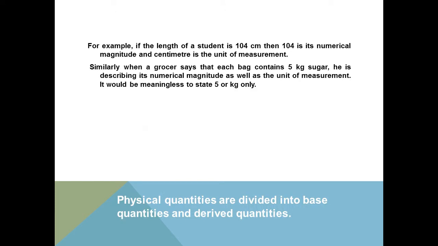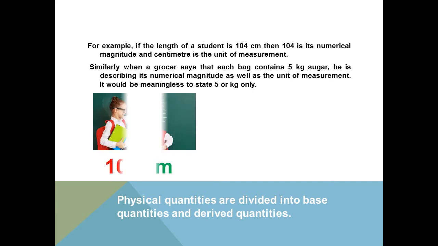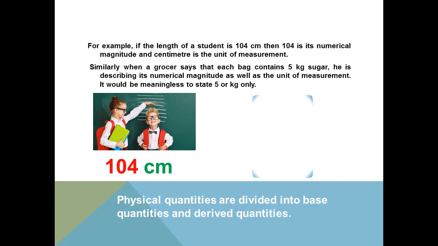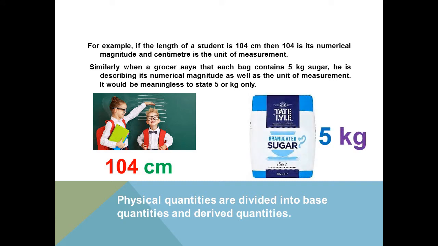For example, if the length of a student is 104 cm, then 104 is its numerical magnitude and centimeter is the unit of measurement. Similarly, when a grocer says that each bag contains 5 kg sugar, he is describing its numerical magnitude as well as the unit of measurement. It would be meaningless to state 5 or kg only.